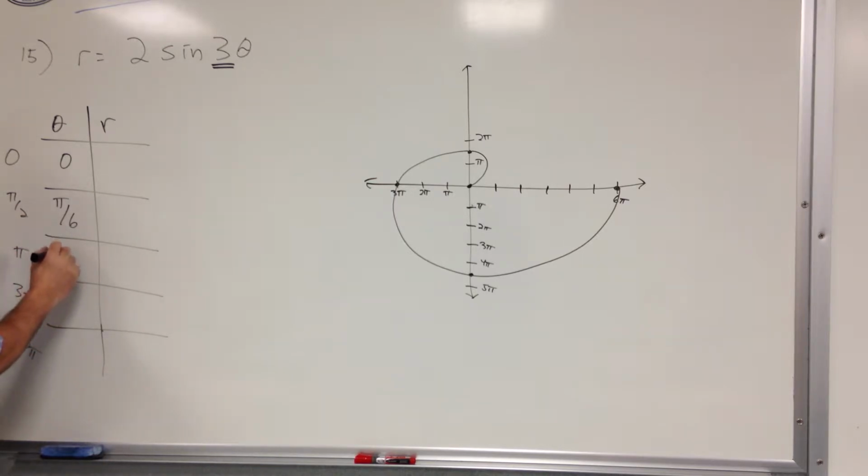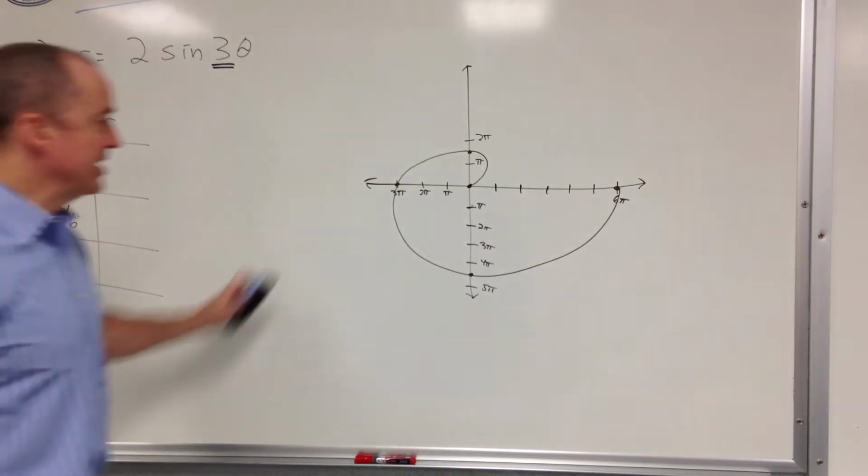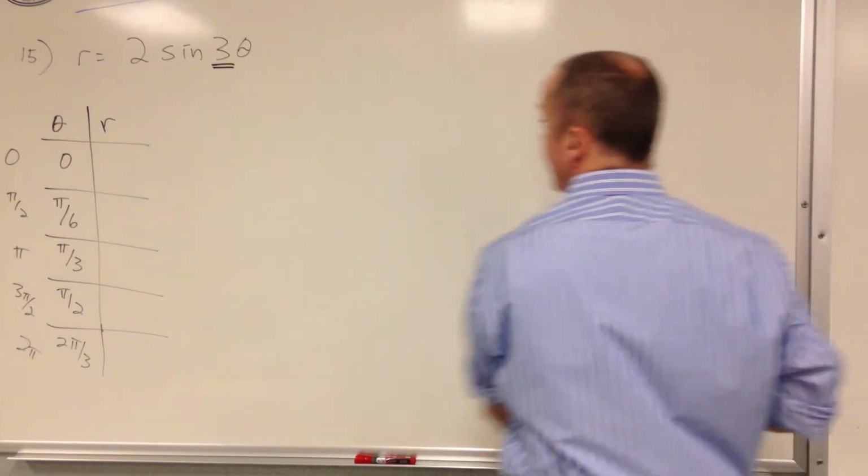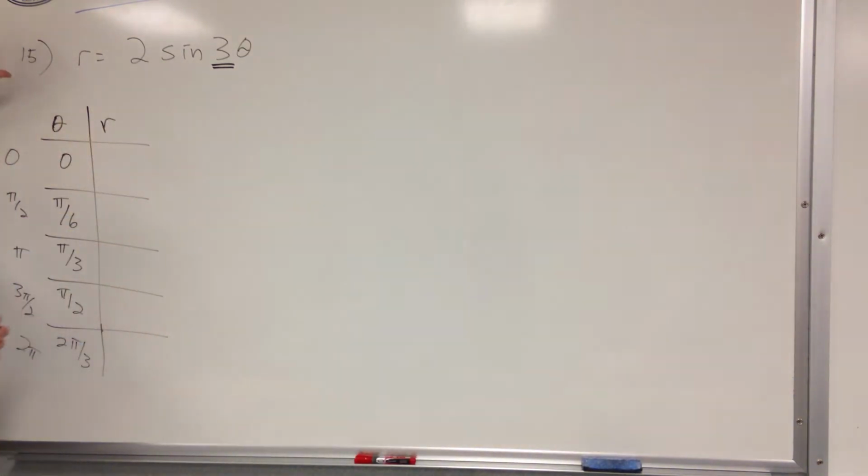So instead of pi, I'm going to use pi over 3. Down here, this will be 2 pi over 3. That's right. 3 pi over 2 divided by 3 will just be pi over 2. Okay, I'm going to erase this so it's not confusing. And the first one's easy, I hope.